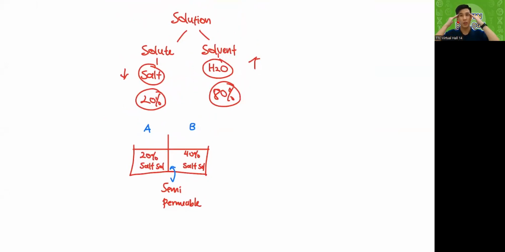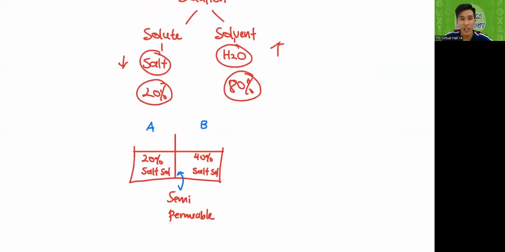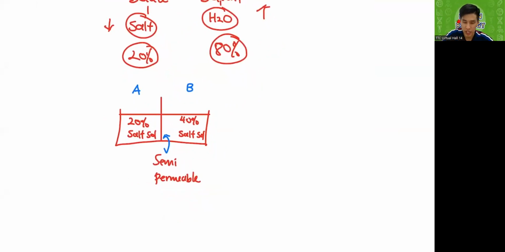Where will water flow to? This one, we learned many times. Even in our plants, we mentioned this a few times already. That's why I say this is basic. It's definitely A to B, right? More water to less water. Less salt means more water. More salt means less water.